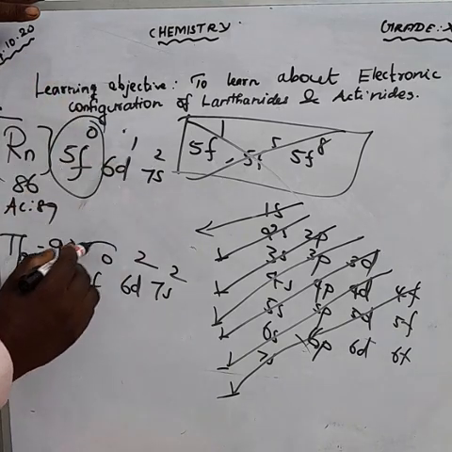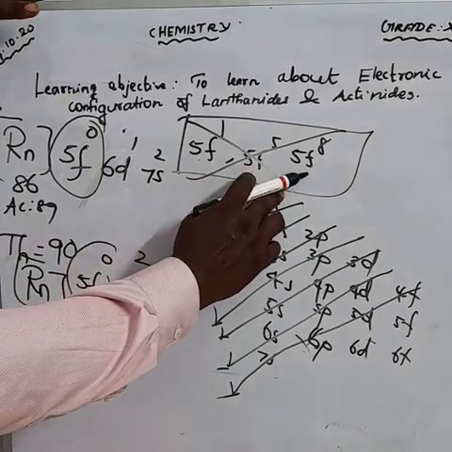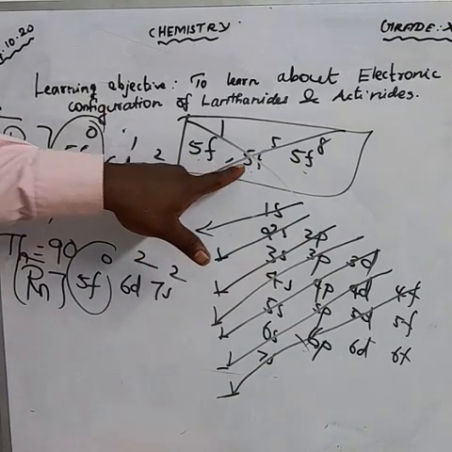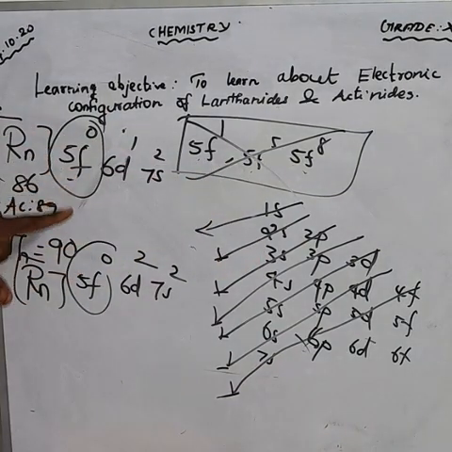Okay, there is no 5f1, 5f5 and 5f8. We cannot fill 5f1, 5f5, 5f8. That is why we cannot fill 5f. Okay, 5f is always 0.